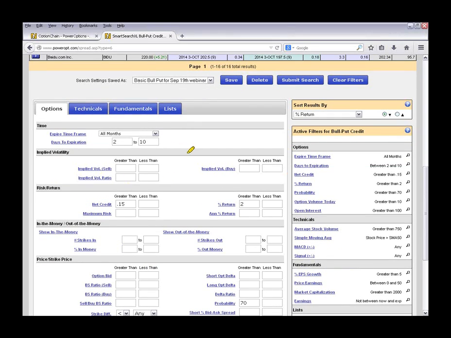And for bull puts here, we see that we have fields where we can screen specifically for the implied volatility of our sell option, and the implied volatility of our buy option as well, in addition to the implied volatility ratio, which we feel is the important factor to look for in spread positions. It's the implied volatility of the sell option divided by the implied volatility of the buy option.